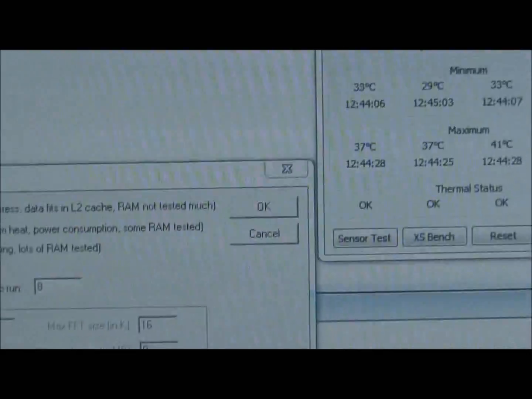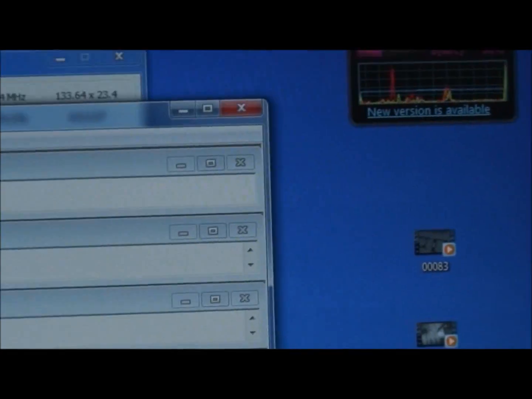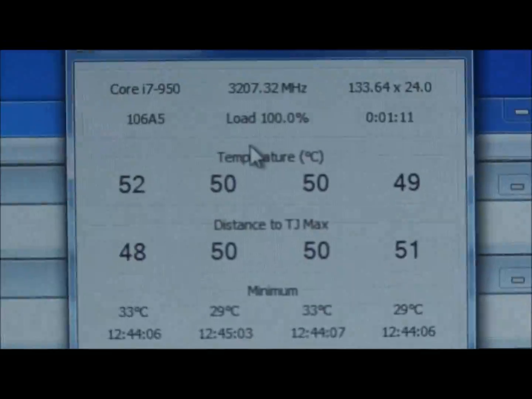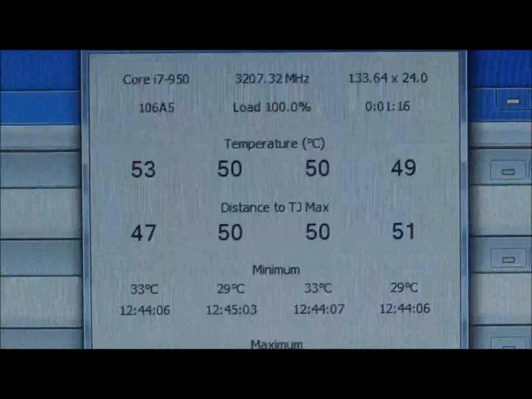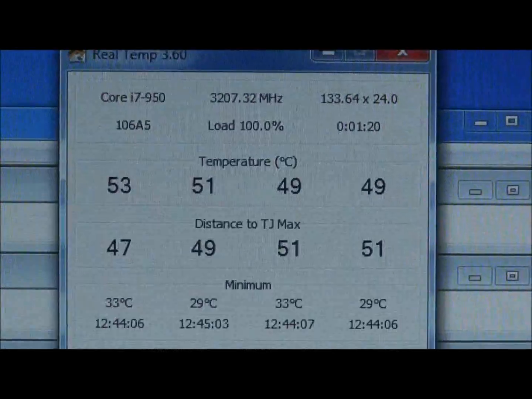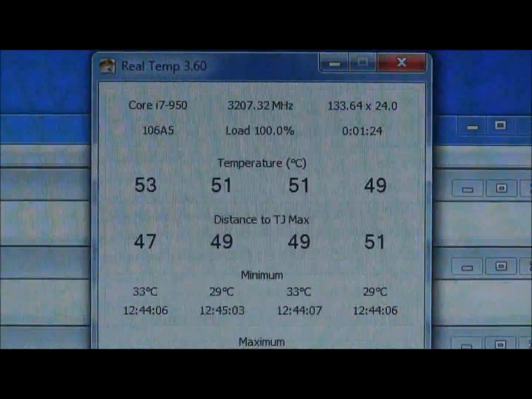And I will be running Prime 95 right now to show you the temps of that. So the temps on 100% load I get are actually pretty good. About 52, 53 I'd say on the average. And compared to the Intel air cooler, I got 99 to 100 degrees Celsius.